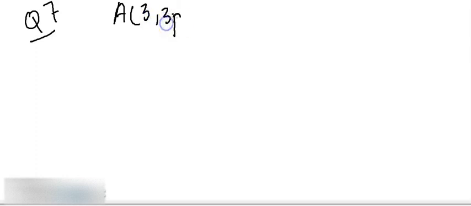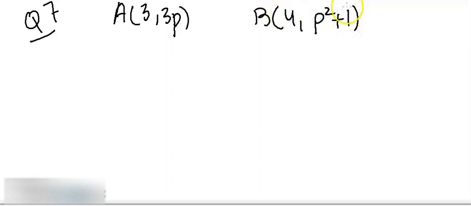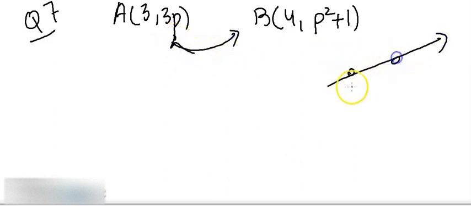So let's move to the next question, which is 7. It says the line joining the points A and B has gradient -1, find the values of p. Question number 7 is giving us 2 points, A, which is (3, 3p), and the other point B, which is (4, p squared + 1). So the line joining these 2 points A and B has gradient -1, and we can calculate the gradient from these 2 points.